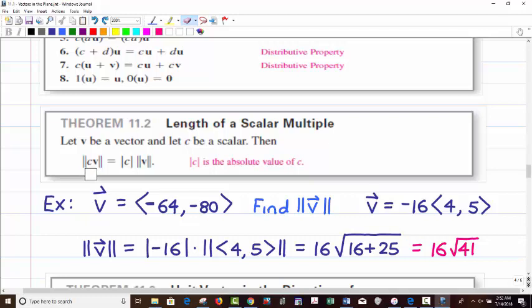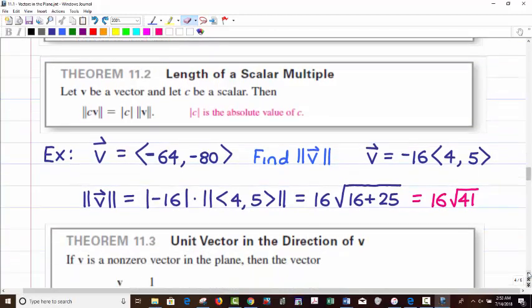So if you factor out a negative or positive, whatever, the absolute value will make that positive. So it's the absolute value of c, then you can find the magnitude, the length of v. But you can do this without doing that, but it keeps the numbers from getting a little outrageous. Like this one. This vector is negative 64, comma negative 80. Especially if you're having to do this without a calculator, it could be really ugly.